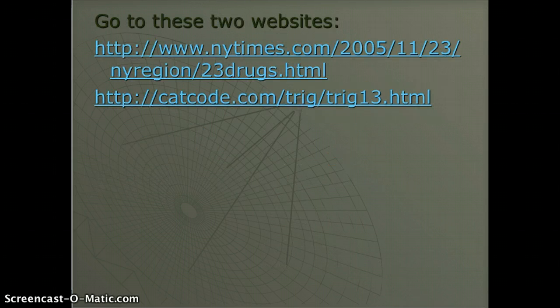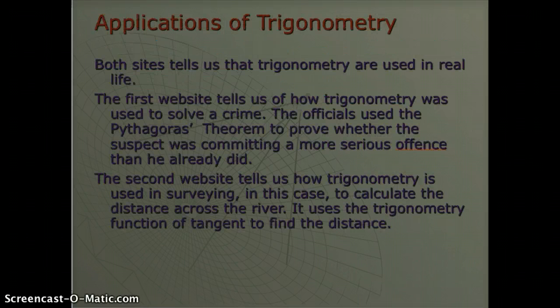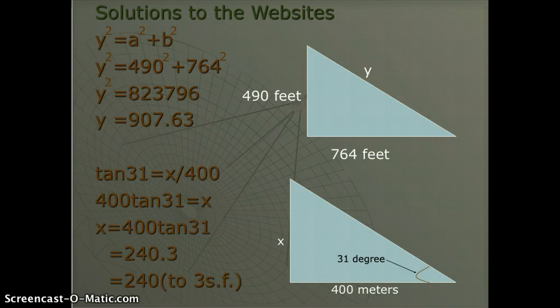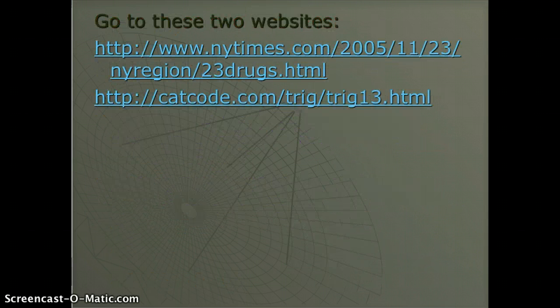Here are two websites in which trigonometry is used in real-life situations. Both sites tell us that trigonometry is used in real life. The first website tells us of how trigonometry was used to solve a crime. The officials used the Pythagoras theorem to prove whether the suspect was committing a more serious offense than he already did. The second website tells us how trigonometry is used in surveying, in this case, to calculate the distance across the river. It uses the trigonometric function of tangent to find the distance. Here are the solutions to the two problems.